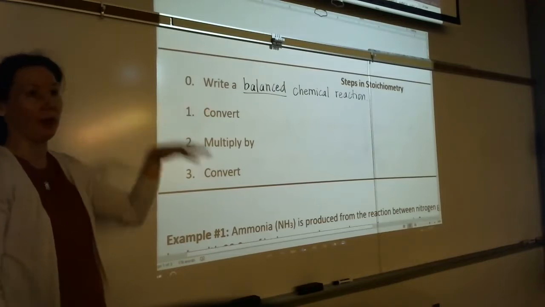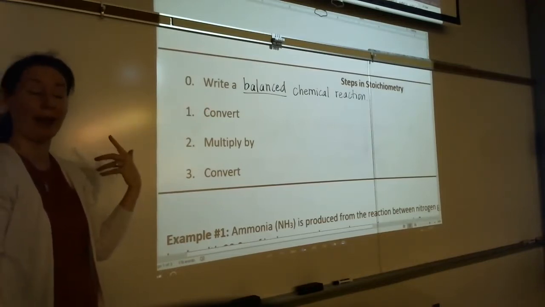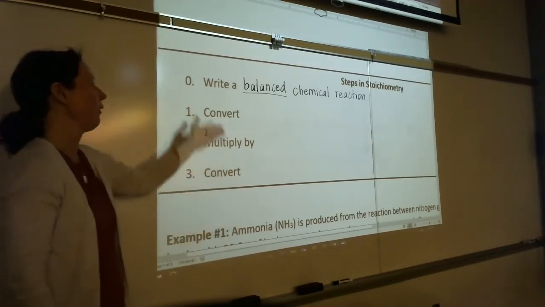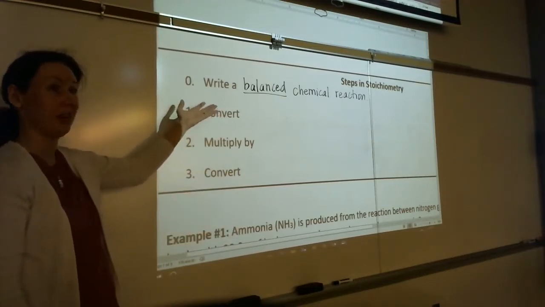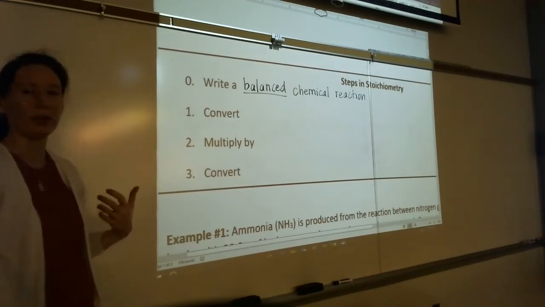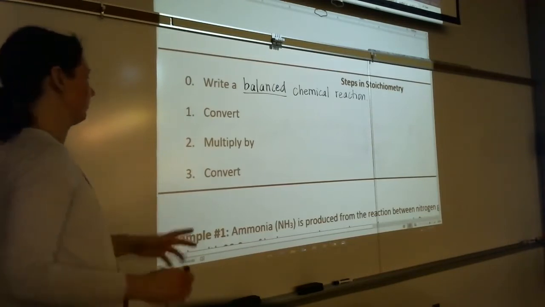If I'm gonna make a bundt cake, I don't know how to do that off the top of my head. I've got to go find my cookbook, right? If I'm going to do a reaction in the lab, I obviously need to have the balanced chemical reaction in order to give me a guideline of what I'm doing.